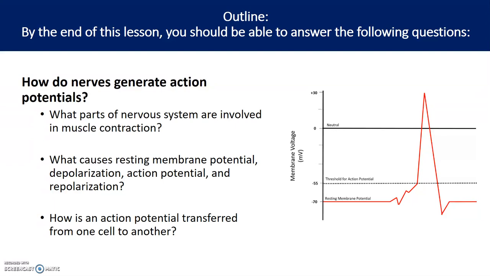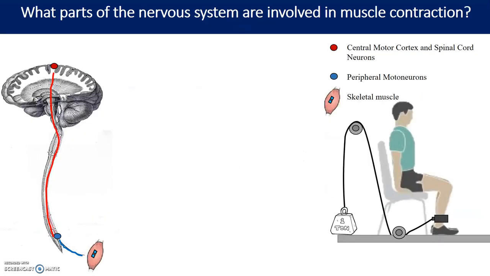At the end of the lesson, if you really want to test it, if you know your stuff, see if you can describe this diagram over here. This is a diagram of an action potential, and see if you can describe all the events that happen during this process. So first of all, what parts of the nervous system are involved in a muscle contraction?